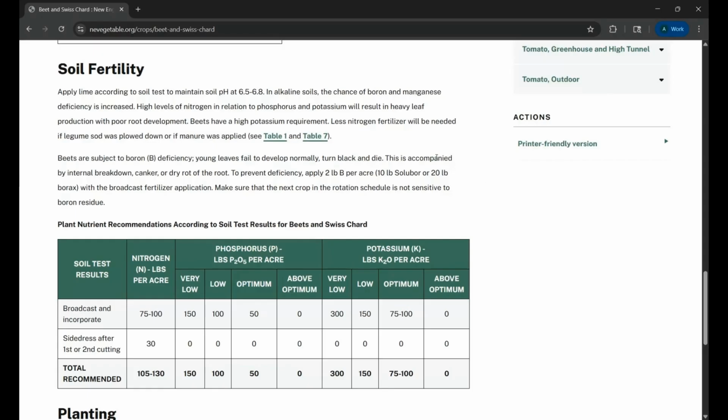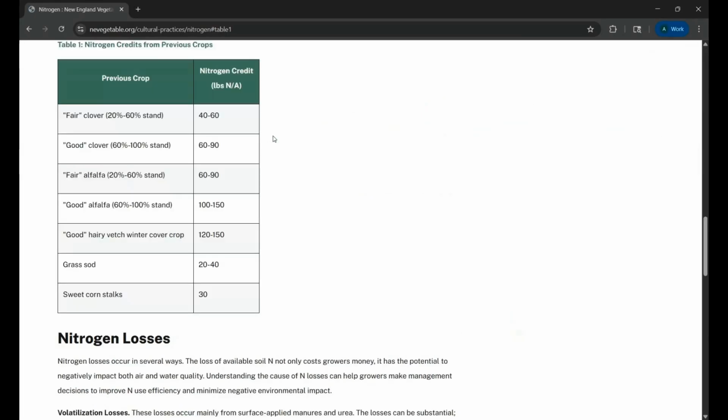So these tables are kind of making an estimate about what you need over the season, starting from zero. But we are seeing more things like these tables right here, where we're talking about nitrogen credits and thinking about what was on that ground beforehand. So grass sod, like if you think about tilling up your lawn and making a garden, you're starting with 20 to 40 pounds per acre.